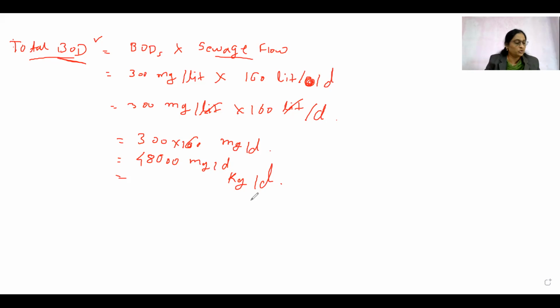Okay, now milligram to kg, you can convert it into kg. Total BOD is equal to 48,000 into 10 raised to -6 kg per day. Is it correct or not? To convert milligram into kg, you have to divide by 10 raised to 6, that means into 10 raised to -6.